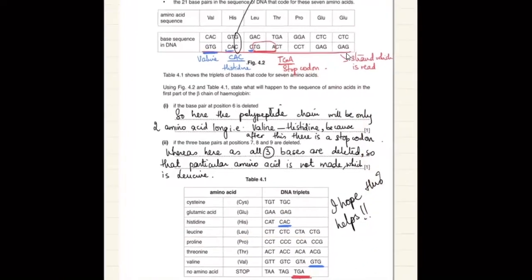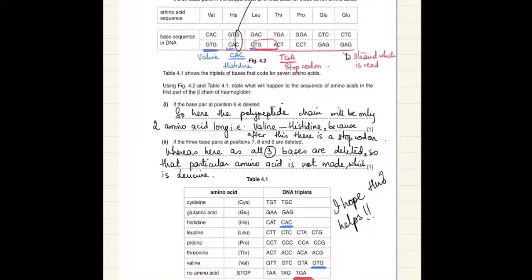Okay, so let's look at this answer. Let's look at the answer of part 1: if the base pair at position number 6 is deleted, the polypeptide chain will be only 2 amino acids long, which are? Valine and histidine. Why? Because after that we end up in a stop codon.